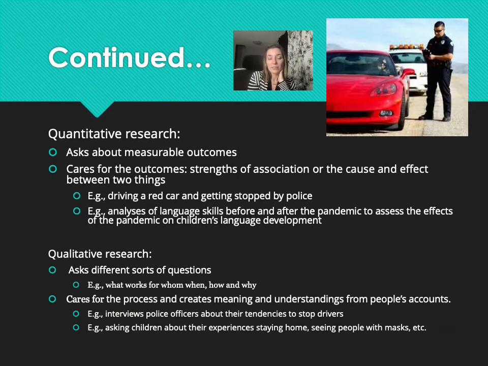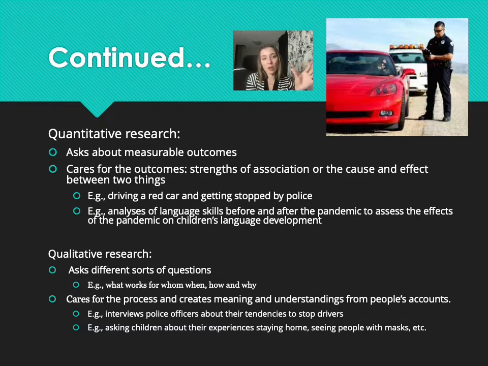So really the difference is that it asks different questions and it cares for different things. Quantitative research asks about measurable outcomes. My self-compassion example with young carers. Self-compassion was a measurable outcome. I had to make sure that the survey that I used was validated for young people that age. I had to make sure that all the items on the survey were in good language to understand, and it was a measurable outcome.